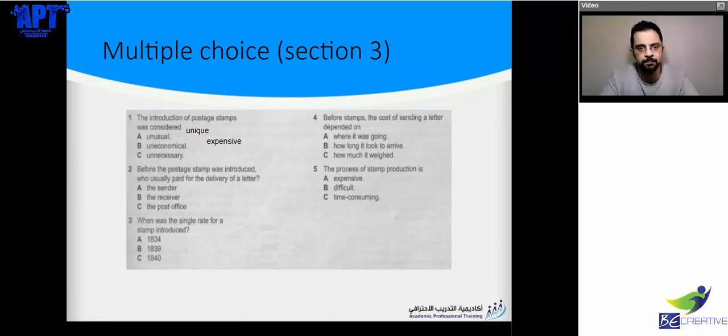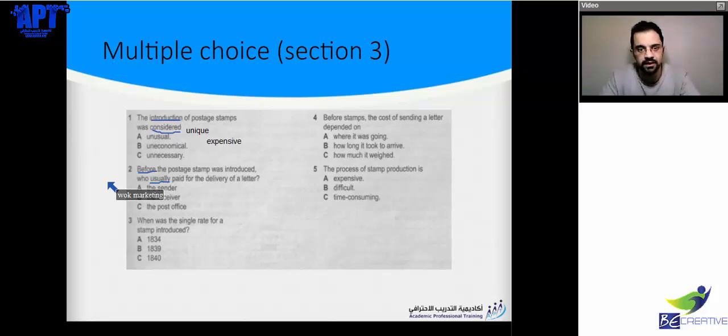Before the postage stamp was introduced, who usually paid for the delivery of a letter? Remember to mark the keywords. The first one here, the introduction of postage stamps was considered. So the introduction here, right? And what the opinion about postage stamps was, what was it considered? What about the second one? Before the postage stamp was introduced, who usually, I'm talking about usually, paid for the delivery of a letter?